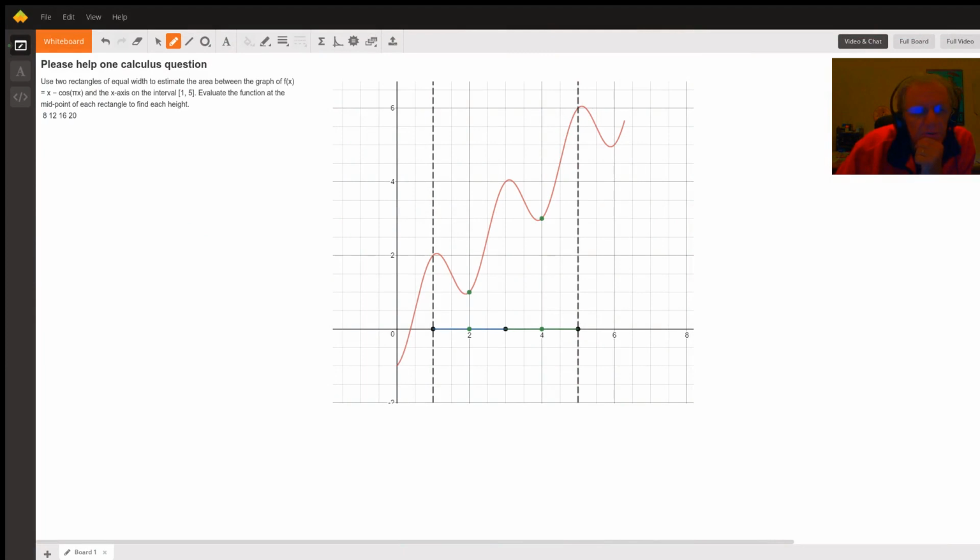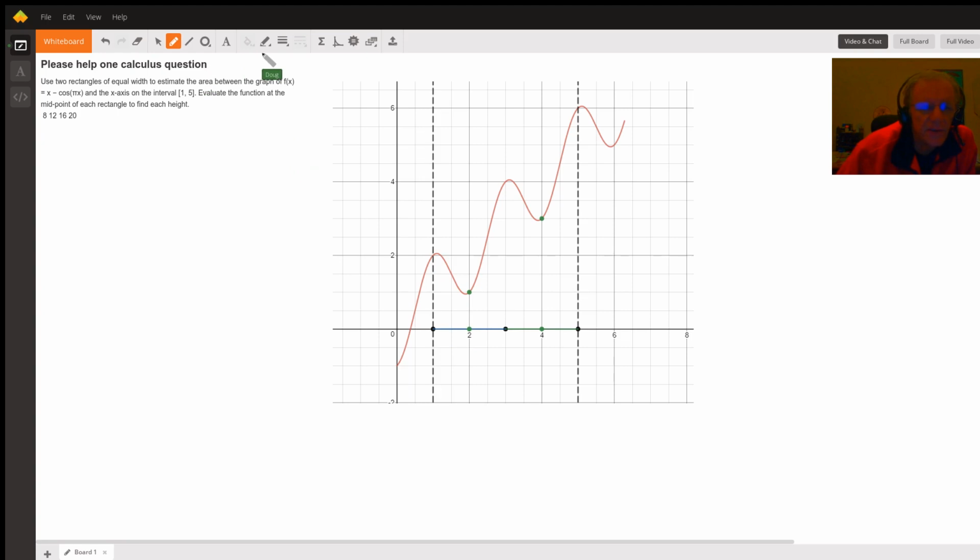In order to help us see what's going on here, I've pulled in a picture of a graph from the Desmos online graphing calculator. This red curve is the graph of the function f of x equals x minus the cosine of pi x. And we're supposed to estimate the area under that curve between the x-axis from 1 to 5.